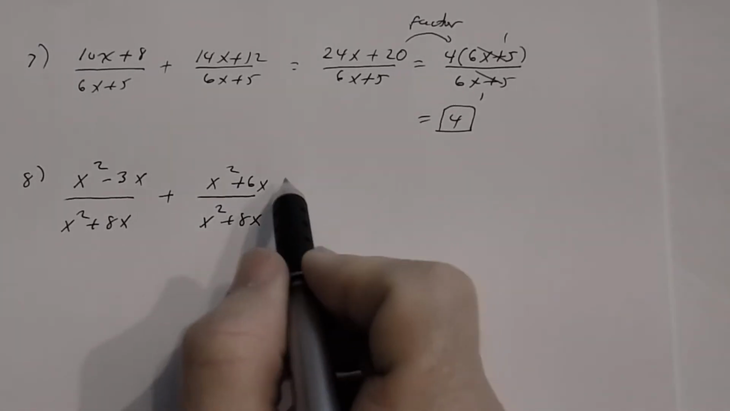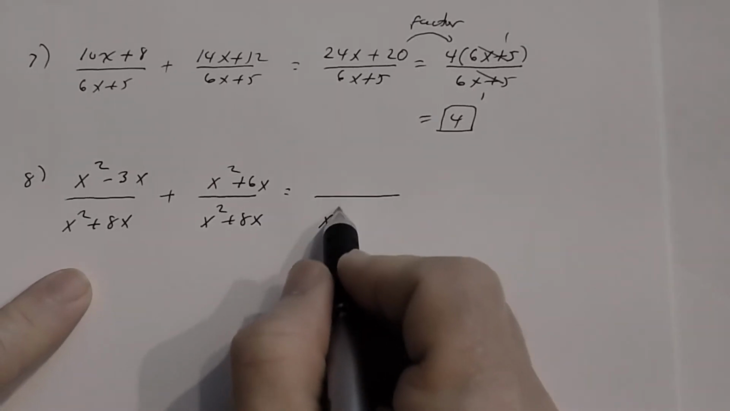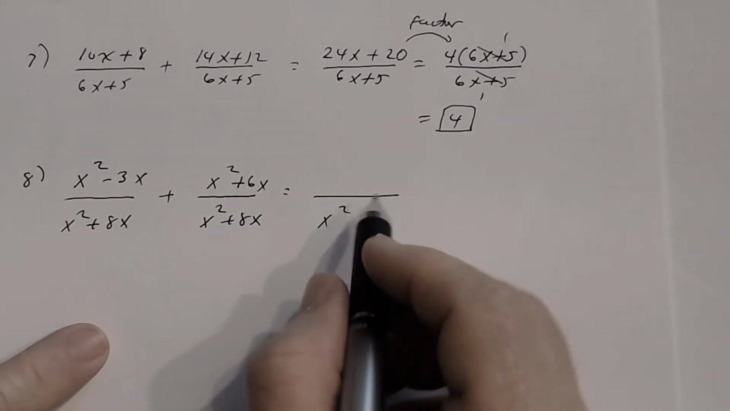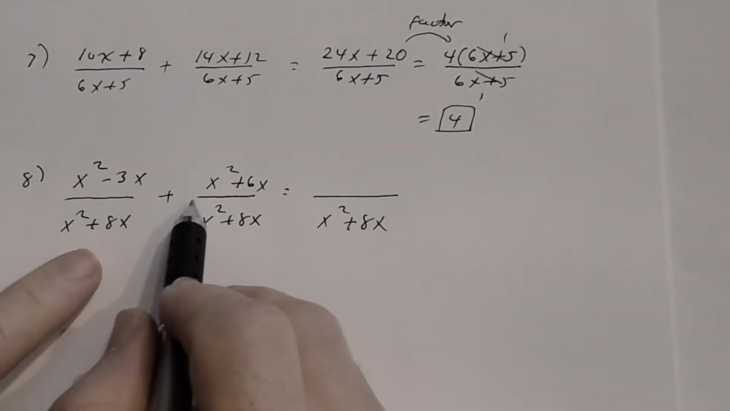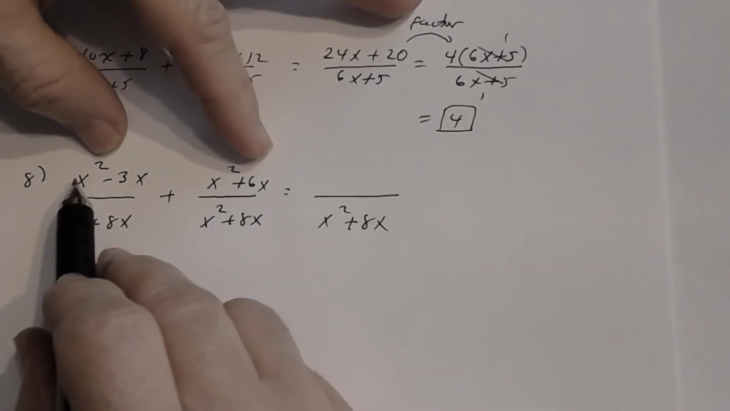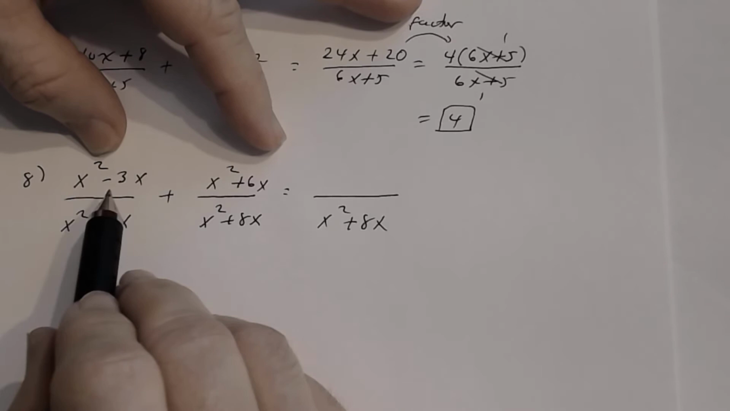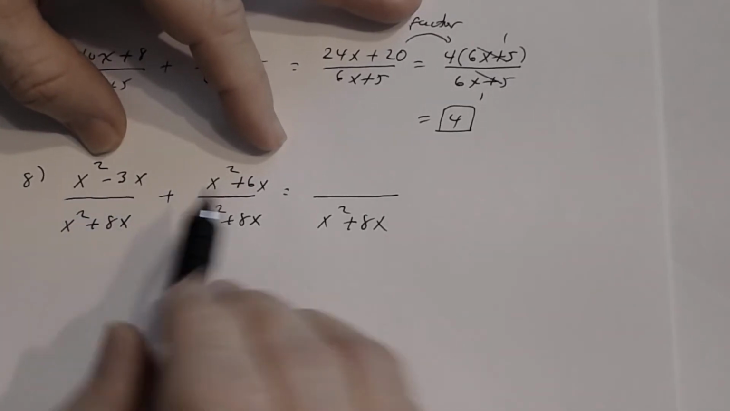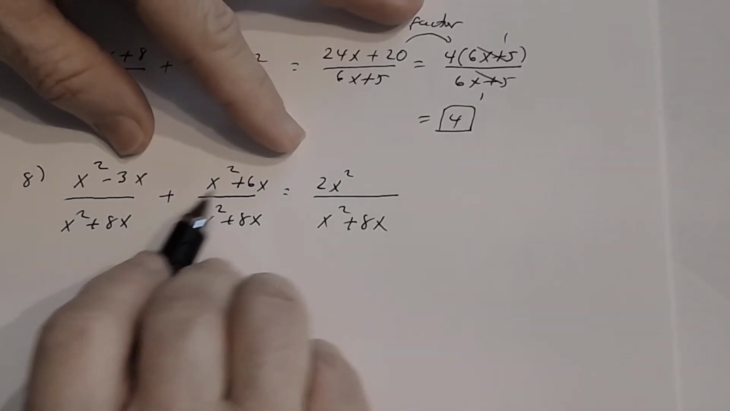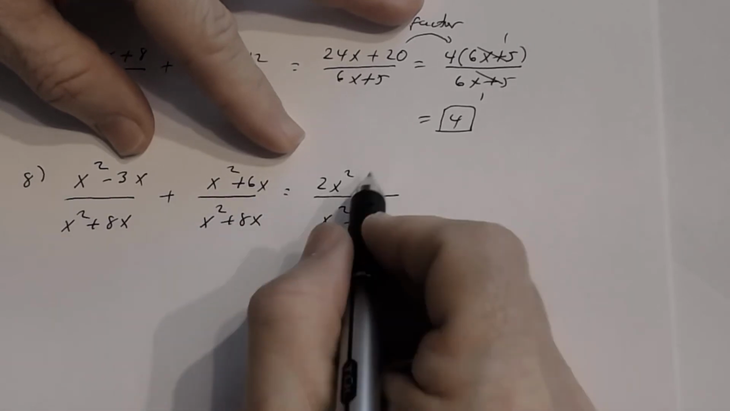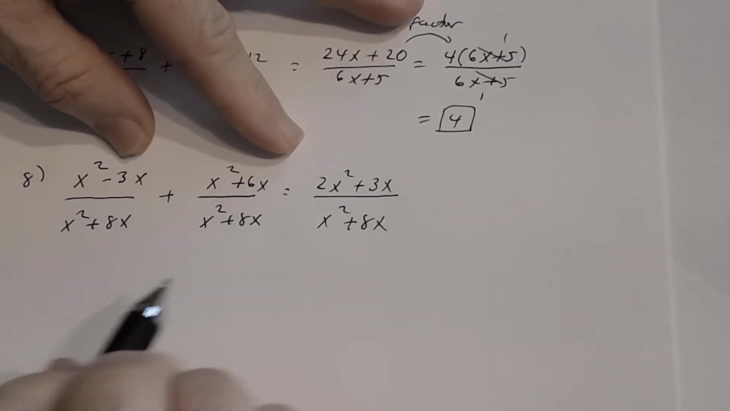At that point, just combine this into one rational expression. Since they have the same denominator, I can combine these two into one rational expression. Now the next step is to add the numerators. Notice I have an x squared plus an x squared. Remember when adding polynomials, you combine like terms. So x squared plus x squared is 2x squared. A negative 3x plus a positive 6x is a positive 3x. All right, so that's where I'm at.